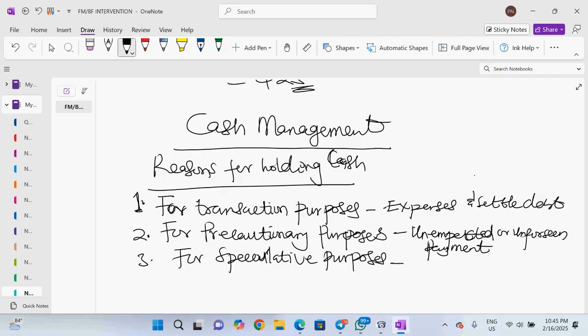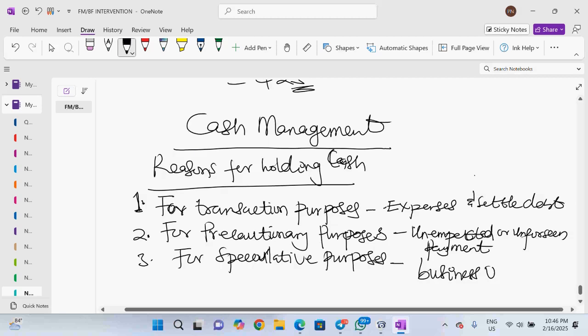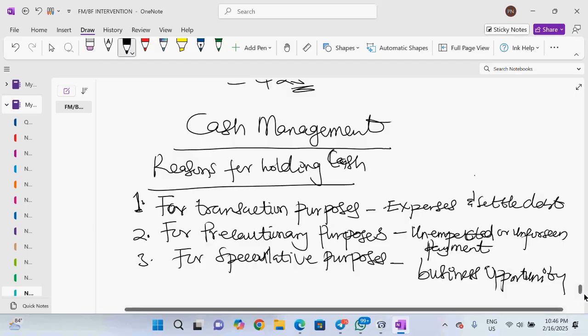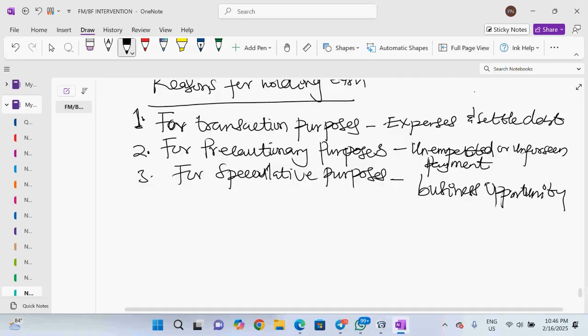Then speculative reasons. Why do we hold cash? We hold cash to be used for business opportunities. If some opportunity comes and you don't have cash on you, how can you grab that opportunity? So for business opportunity, that is for speculative reasons. Any business opportunity that may arise is one of the reasons for holding cash.